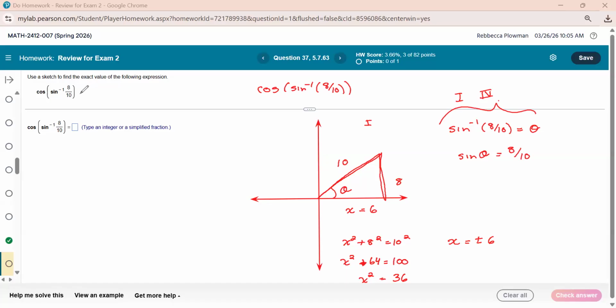So now if we go back over here, we just said the inverse sine of 8 over 10 is equal to theta. So this is just a cosine of theta. We already have theta set up. So for cosine of theta, it's just going to be 6 over 10, which is going to be 3/5.